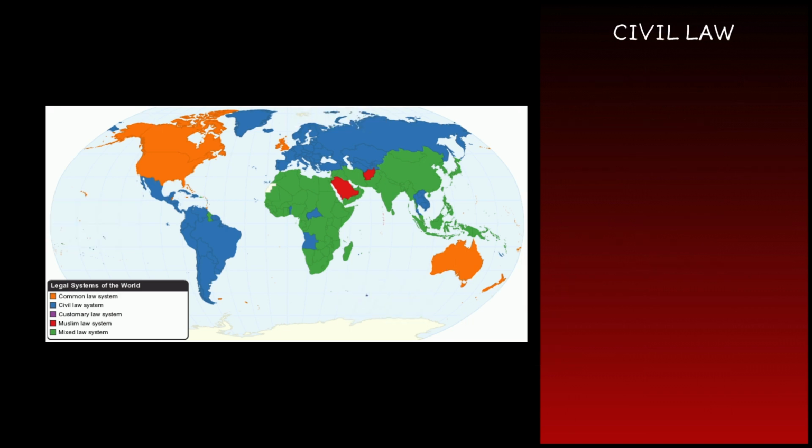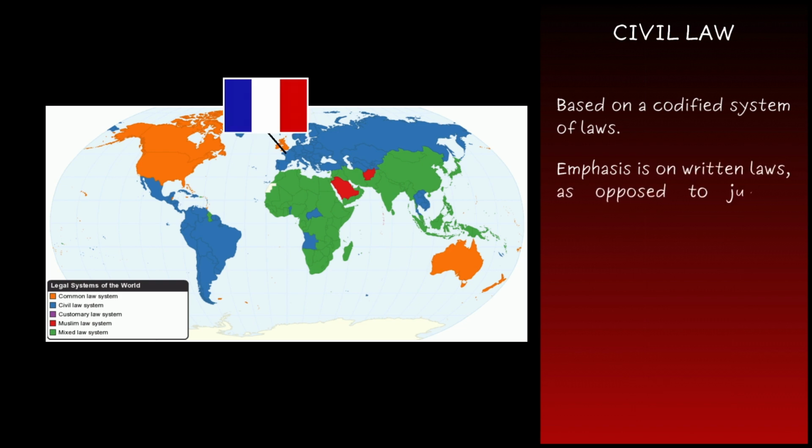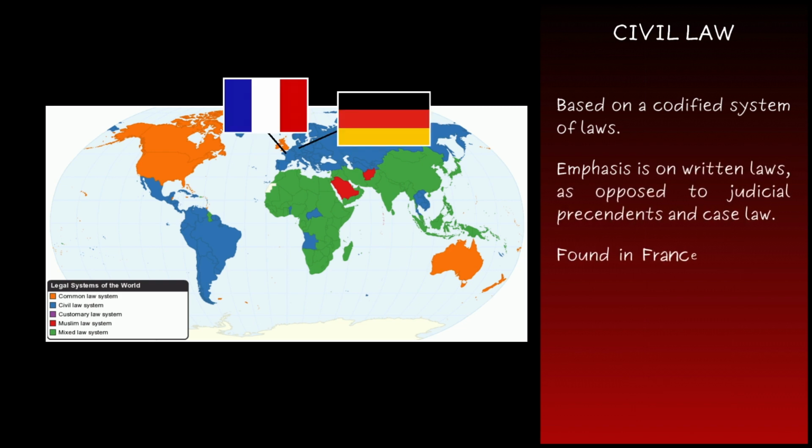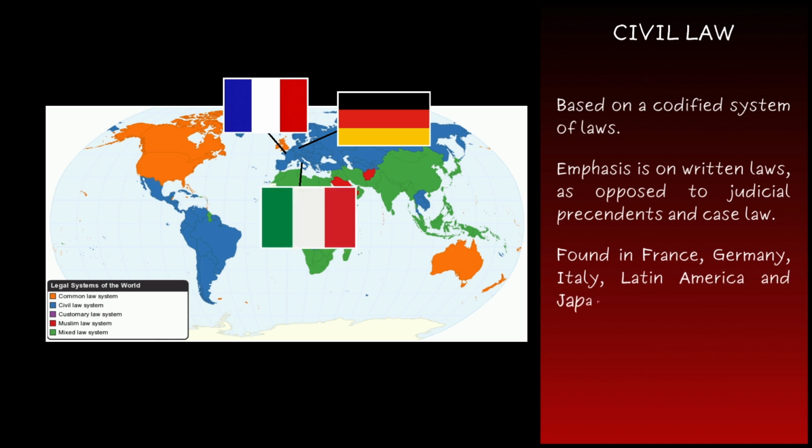Civil law, on the other hand, is based on a codified system of laws. The emphasis is on written laws as opposed to judicial precedent and case law. And it can be found in countries such as France, Germany, Italy, much of Latin America, and Japan.